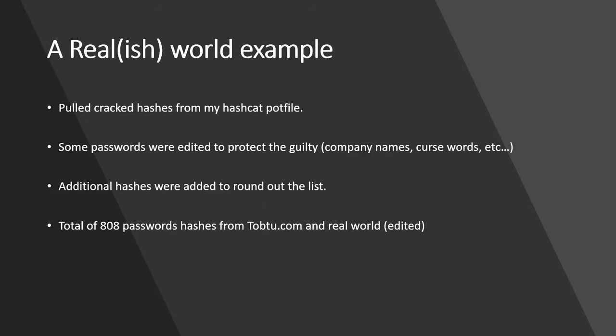All right, so now for a real-ish world example. I pulled some cracked hashes from my Hashcat pot file, but some of them had to be edited to protect the guilty, you know, company names, profanity, etc. Additionally, I generated some hashes with the NTLM generator on tom2.com. This was to help round out the list. So I've ended up with 808 password hashes, and I added them all to a file named example.hashes that will be used through the next round of exercises.